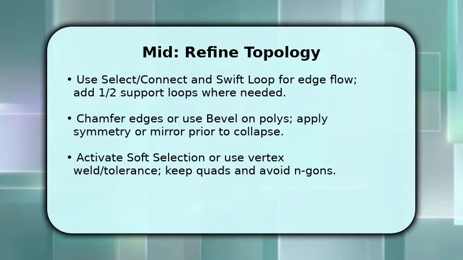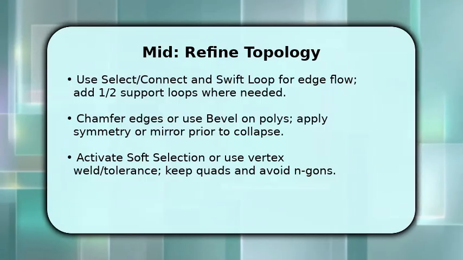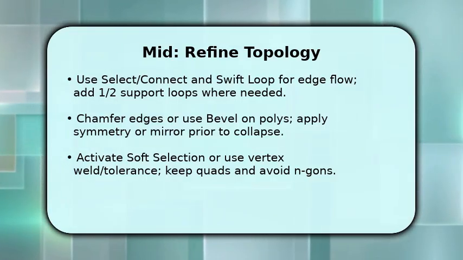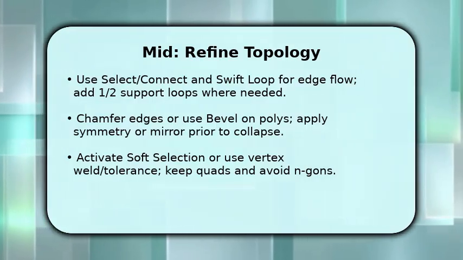Now focus on topology and forms. Identify edge flow and insert support loops with Connect or Swift Loop to control creases and silhouette. Use chamfer for smoothing sharp transitions and bevel to add depth on faces.